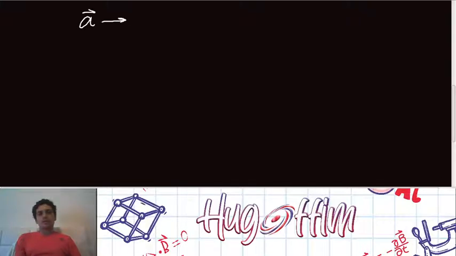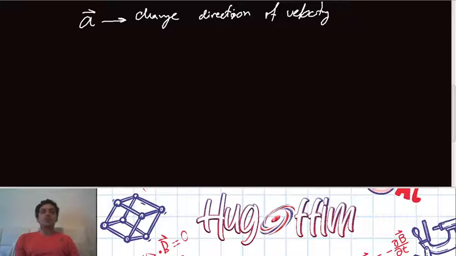is going to change the direction of velocity. Sometimes it's not going to change the magnitude of the velocity.